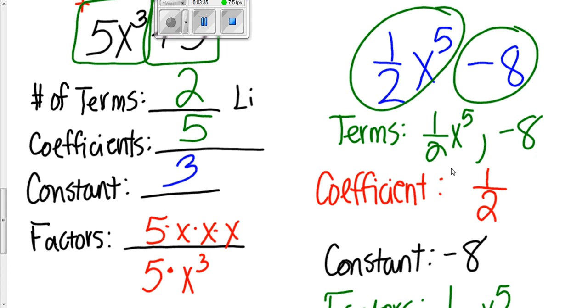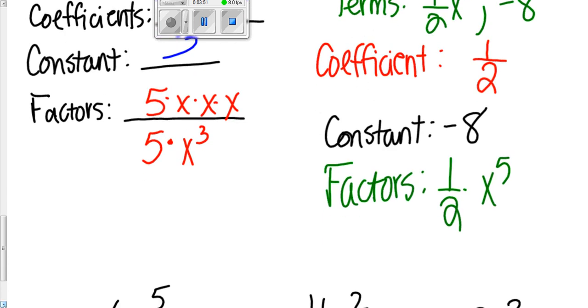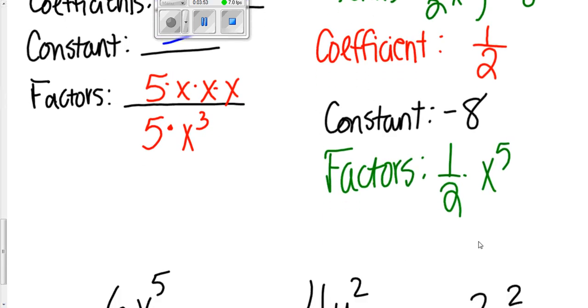Right here, these are my terms: 1/2 x to the fifth and -8. And then the coefficient is 1/2, the constant is -8. My factors here: 1/2 times x times x times x times x times x.